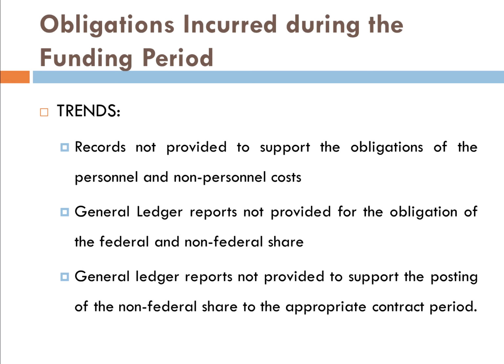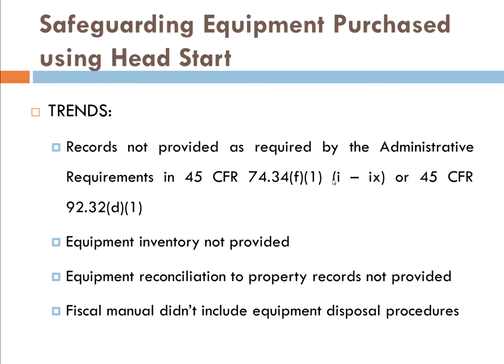All right, Perry. Safeguarding equipment purchased using Head Start funds. Right. Okay. In this particular one, there are 4 things that you want to make sure that you have in place. There were a couple of programs out there that had equipment. The primary type of equipment that the programs had was playground equipment.